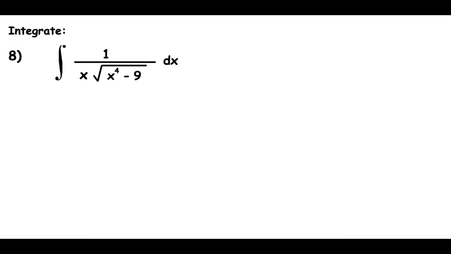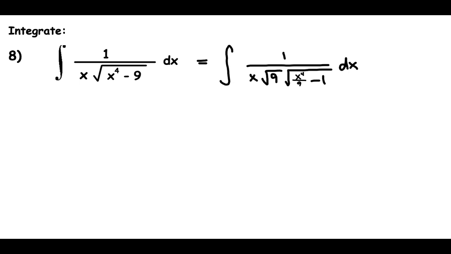All right, number 8. We're going to integrate this, and obviously we can't do any sort of u sub because of the 4th power. That -9 is really bothering me even more than the 4th power. We need to make that into a 1 right away. So let's do that. All right, now let's make our u sub. I think this probably has the best chance to look like arcsecant, so that's what we're going to go for.